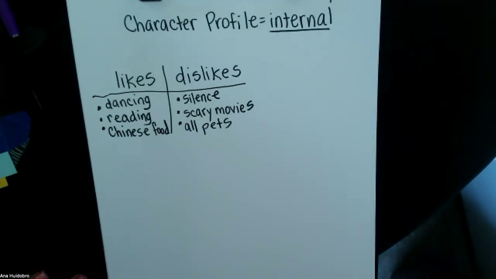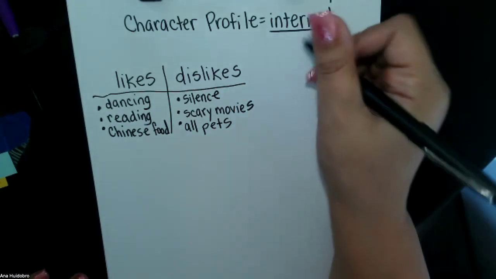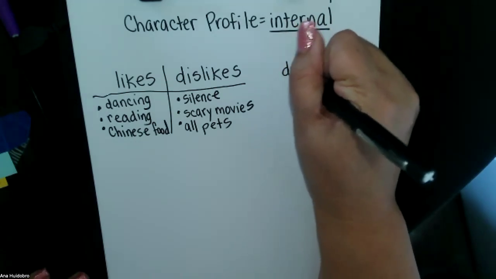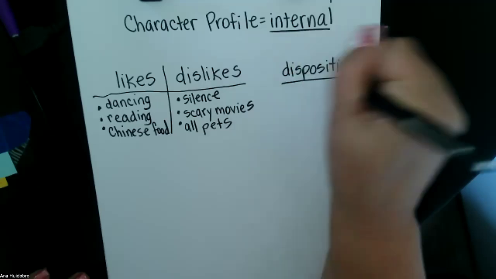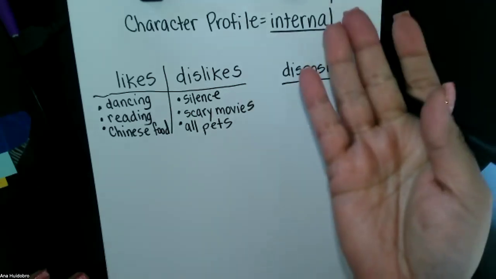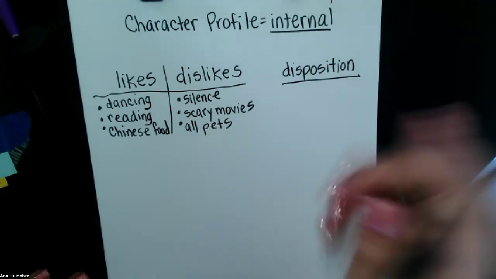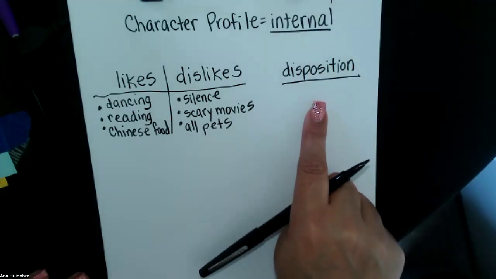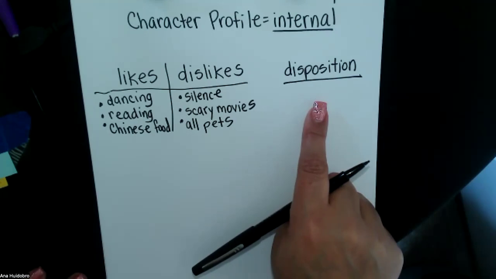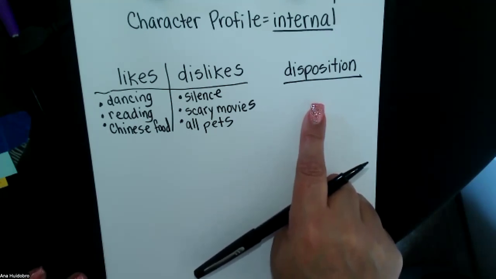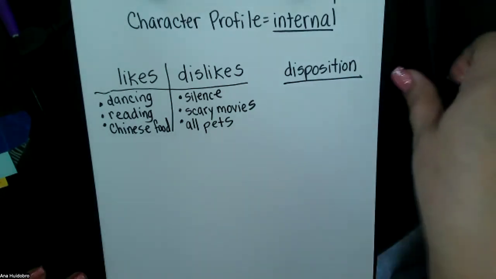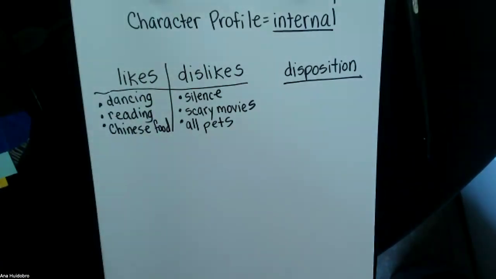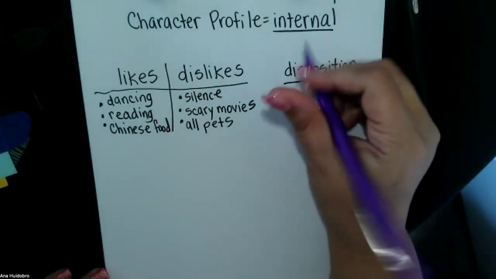Excellent. Here we're going to use this word, disposition. Repeat after me: disposition. Excellent. Disposition is how that person is. What is their aura? What is their essence? How do they carry themselves? I'm going to give some examples. You do not have to write all of these. I'm just going to write some in purple. If it's in purple, that means you don't have to copy.